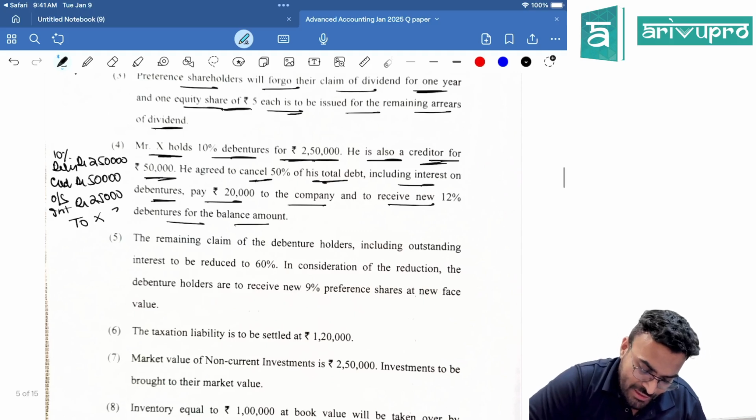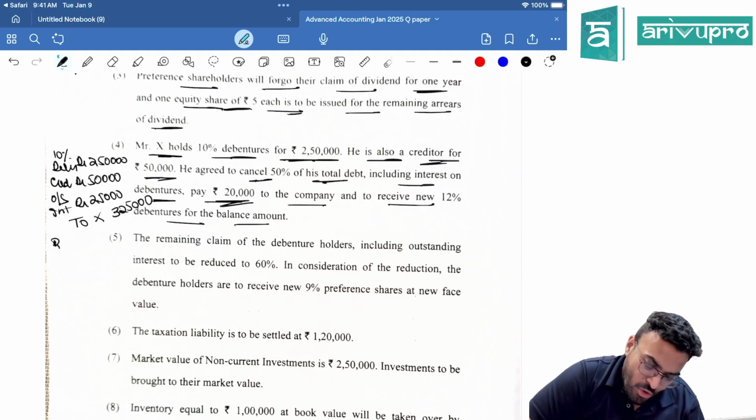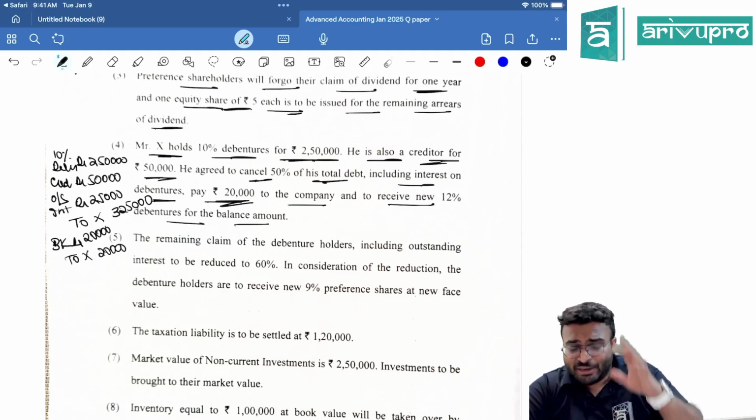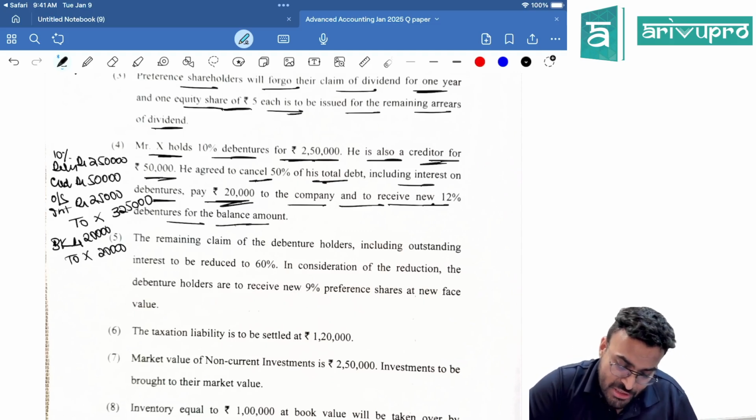So 3 lakh 25,000. What is X going to do? X is going to give more money, pays 20,000 to the company. Okay, very good. Bank account debited 20,000, to X account 20,000. So now X has to give us 3,45,000. And the company is to receive new 12% debentures for the balance amount.